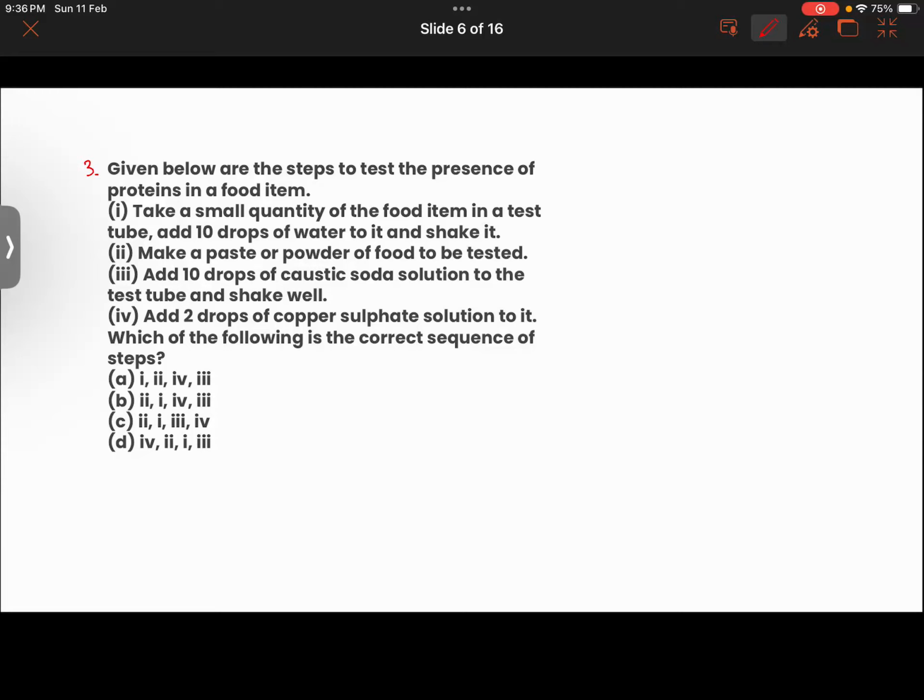What do you think is the correct order of steps here? First of all, tell me, are you able to relate with the question or not? Does the question sound familiar to you? Yes, sir. Okay, so that's a good thing. So, what steps do you have to follow here?